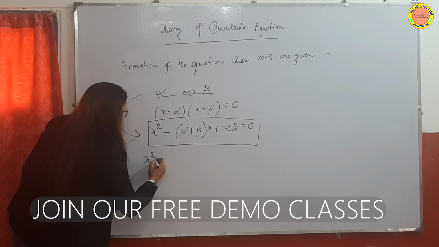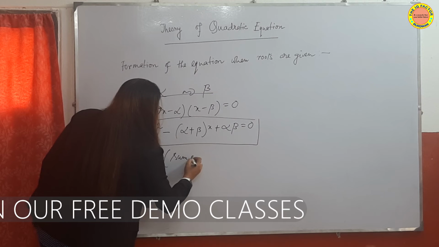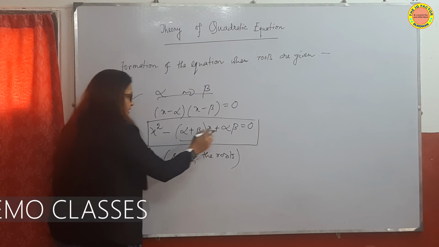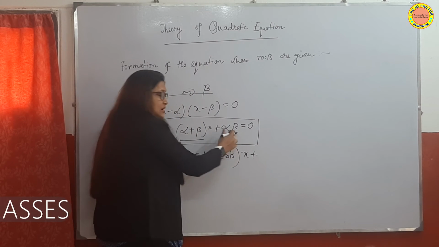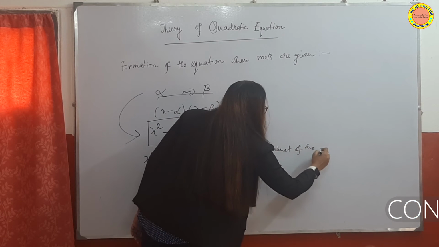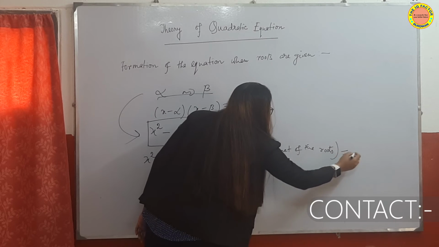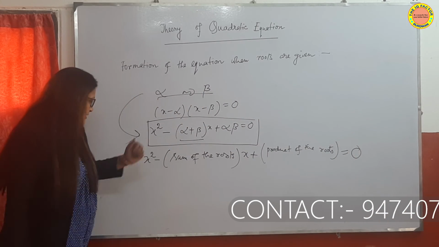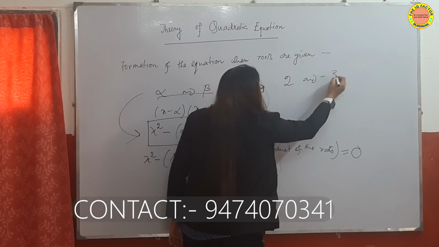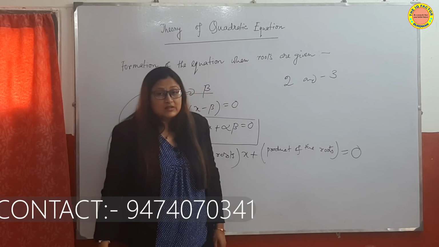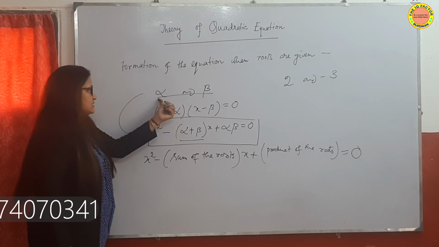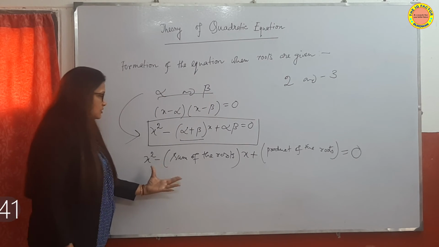That means x square minus sum of the roots, alpha plus beta, into x plus product of the roots, is equal to 0. So for example, suppose the two roots are given as 2 and minus 3. Our question is: what is the equation if the two roots are given? Simple. Alpha is 2, beta is minus 3.